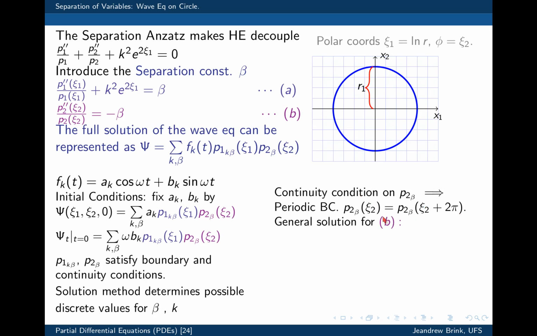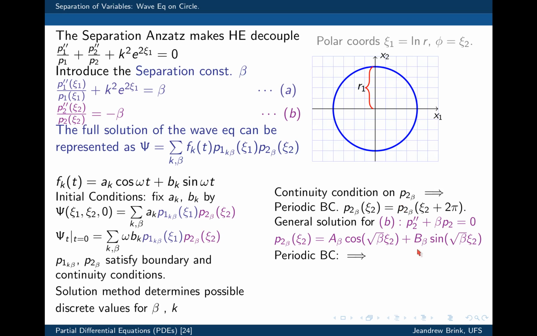Okay, so now we can go in and write down the general solution for P2. It's your harmonic equation, and because it's second order, it has 2 independent solutions: a constant times cos of the square root of beta times C2, plus a constant times sine of the square root of beta times C2. That's the normal way of solving the harmonic equation. So this is the general solution, and now we're going to impose the boundary conditions.